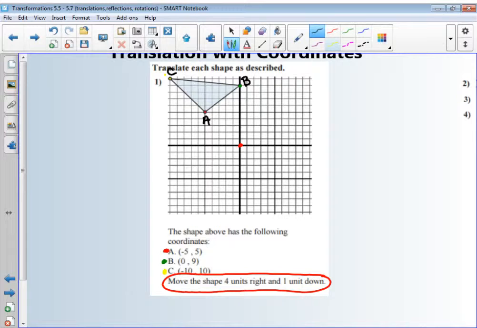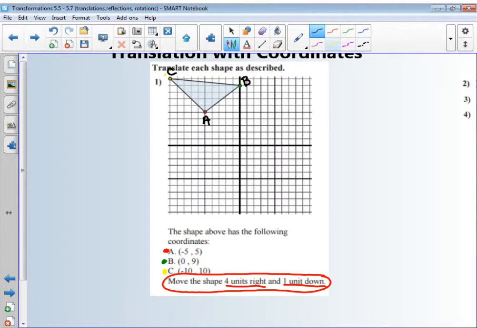So when we translate, we're gonna pick one of our points. It does not matter which point we choose to work with first. And we're gonna go ahead and follow those steps that are stated right here. So I need to pick a point and go 4 units to the right and 1 unit down and put my new point. So I'm gonna count with my black marker, and then I'm gonna mark with the color that is indicated on my sheet.